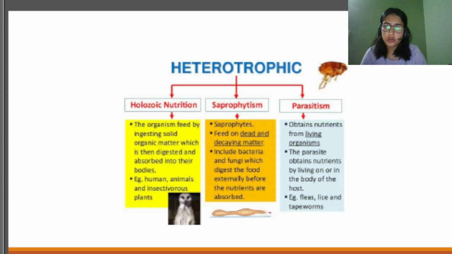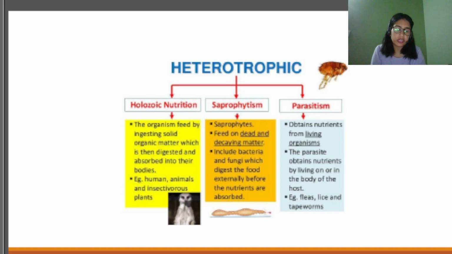If we talk about the holozoic mode of nutrition, the organism feeds by ingesting solid organic material, which is then digested and absorbed into their bodies. In the case of humans as well, we ingest different solid materials. We eat it, then we digest that material, and our body absorbs the nutrients present in that solid organic matter. The examples are we humans, animals, and insectivorous plants as well.